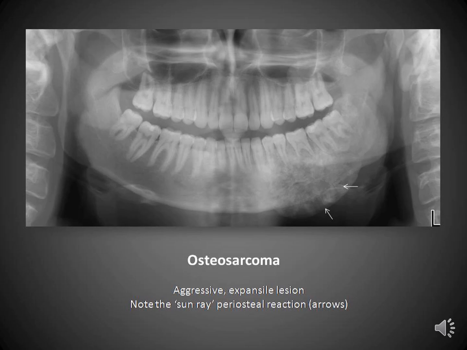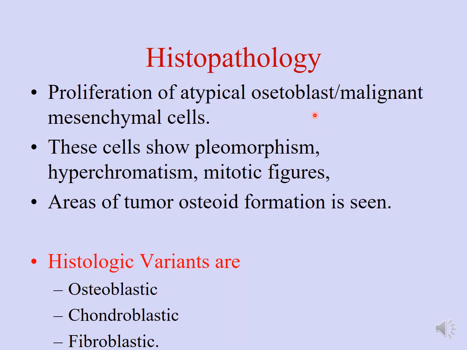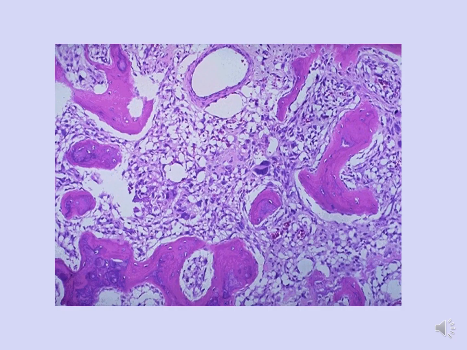Okay, tumor osteoid. So histopathologically, what are you going to see? Because this is a sarcoma, basically there's proliferation of atypical osteoblasts, malignant mesenchymal cells. Now these cells show pleomorphism, hyperchromatism, mitotic figures, which are common atypical features that are seen in many malignancies. Areas of tumor osteoid formation are also seen. There are various different histological variants: osteoblastic, chondroblastic, and fibroblastic. Just good for you to know.